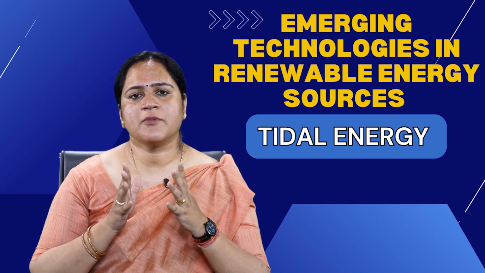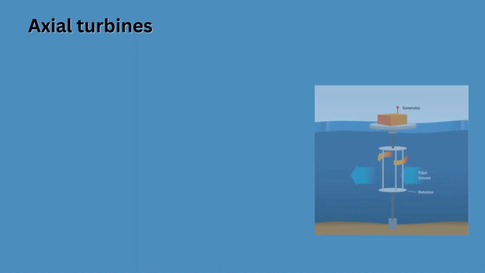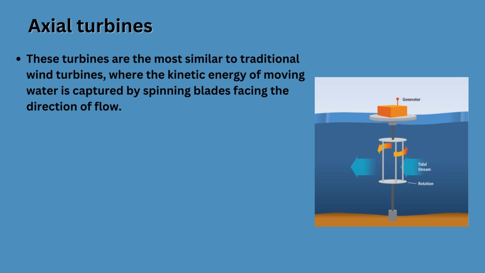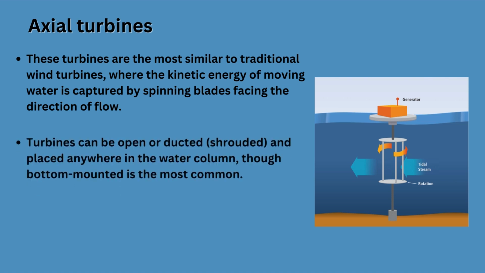So if we talk about the axial turbines, these turbines are mostly similar to the traditional wind turbines, where the kinetic energy of moving water is captured by spinning blades facing the direction of flow, and the turbines can be open or ducted. Ducted means shrouded, and they can be placed anywhere in the water column, although the bottom mounted is the most common.